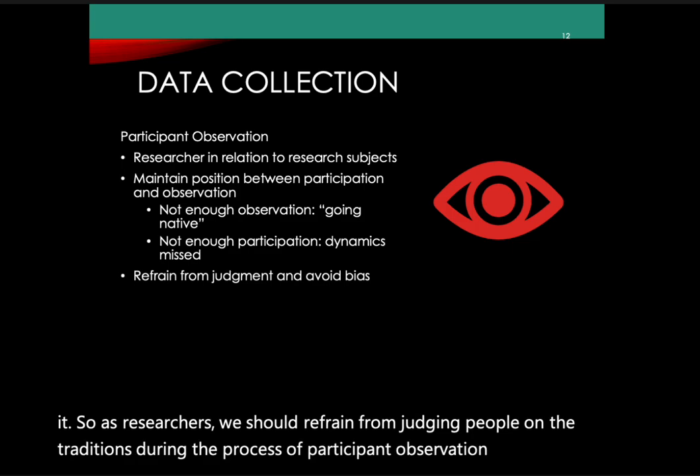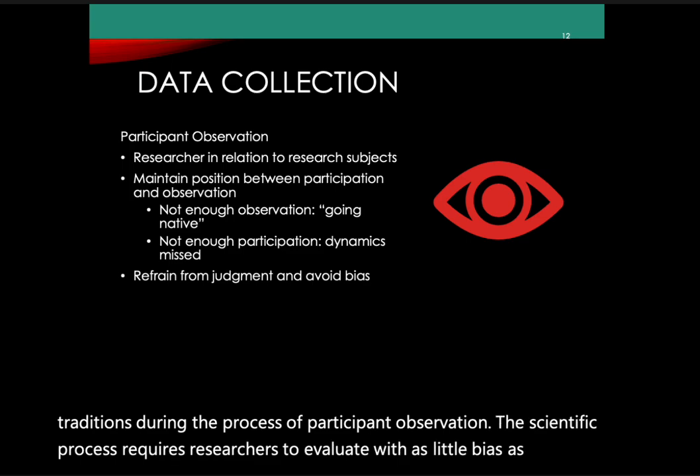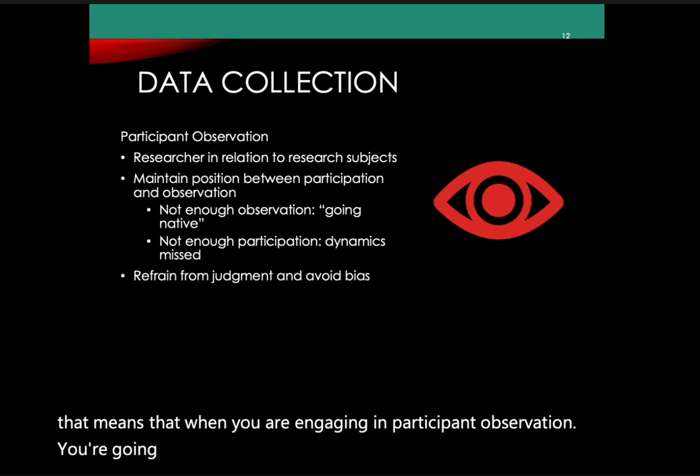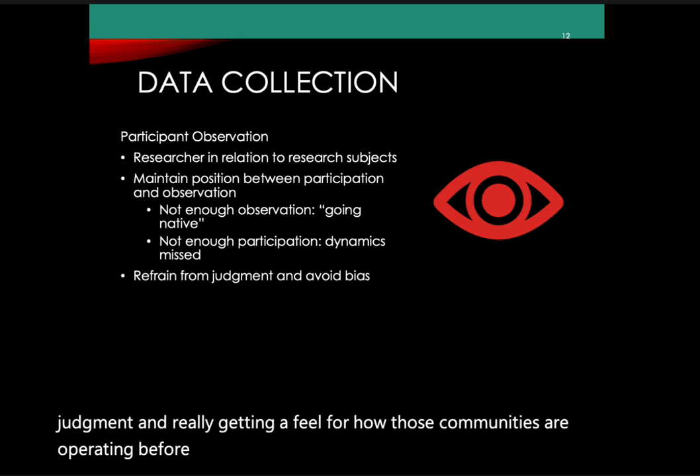The scientific process requires researchers to evaluate with as little bias as possible. And that means that when you are engaging in participant observation, you're going in with an open mind about what is going on without judgment and really getting a feel for how those communities are operating before you make any judgments about what is actually happening.